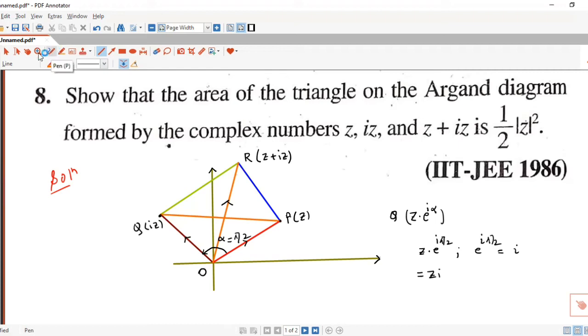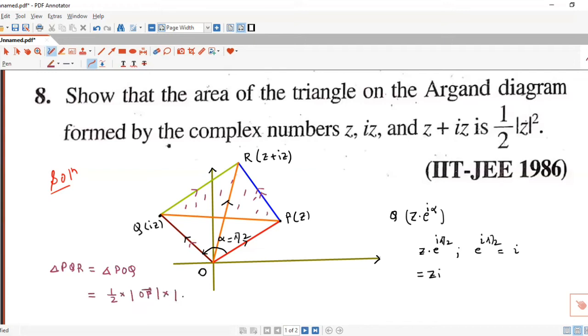Now when we join this O with the point R, we get a vector which is the addition of these two vectors. So therefore we get this vector OR. The position vector of the point R is Z plus iz. Now we are going to find the area of the triangle PQR.